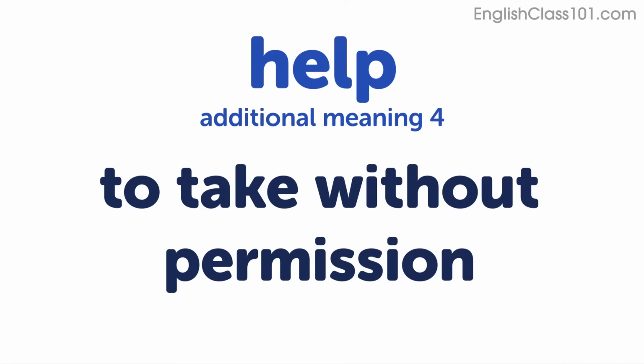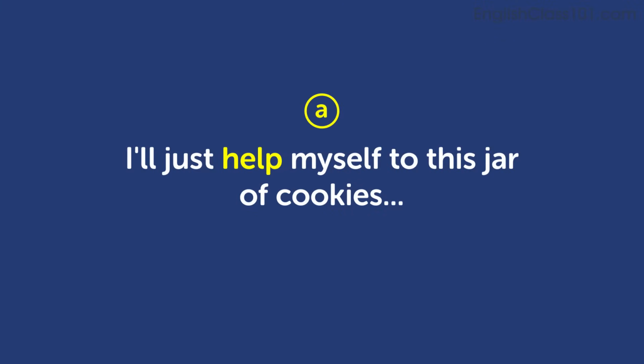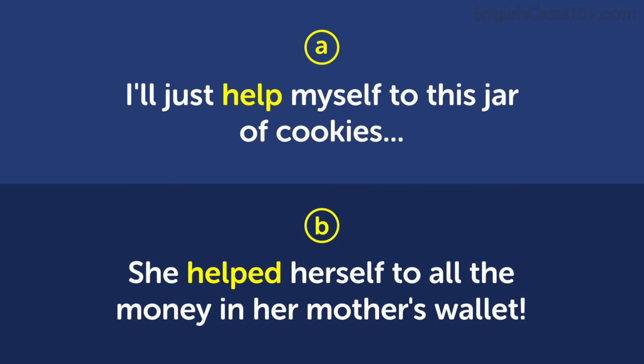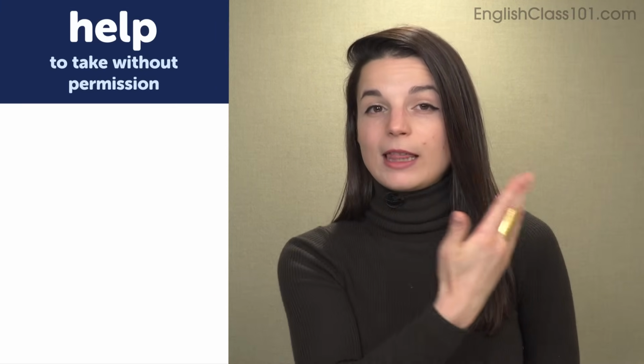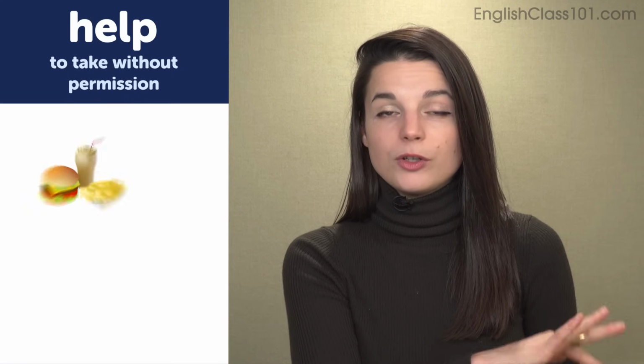All right, the fourth meaning for this lesson is to take, but without permission. So taking something without permission. Let's look at the examples first. I'll just help myself to this jar of cookies. She helped herself to all the money in her mother's wallet. So here we kind of see it as like we're assisting ourselves or aiding ourselves, I suppose, as in the previous example with food and drink.